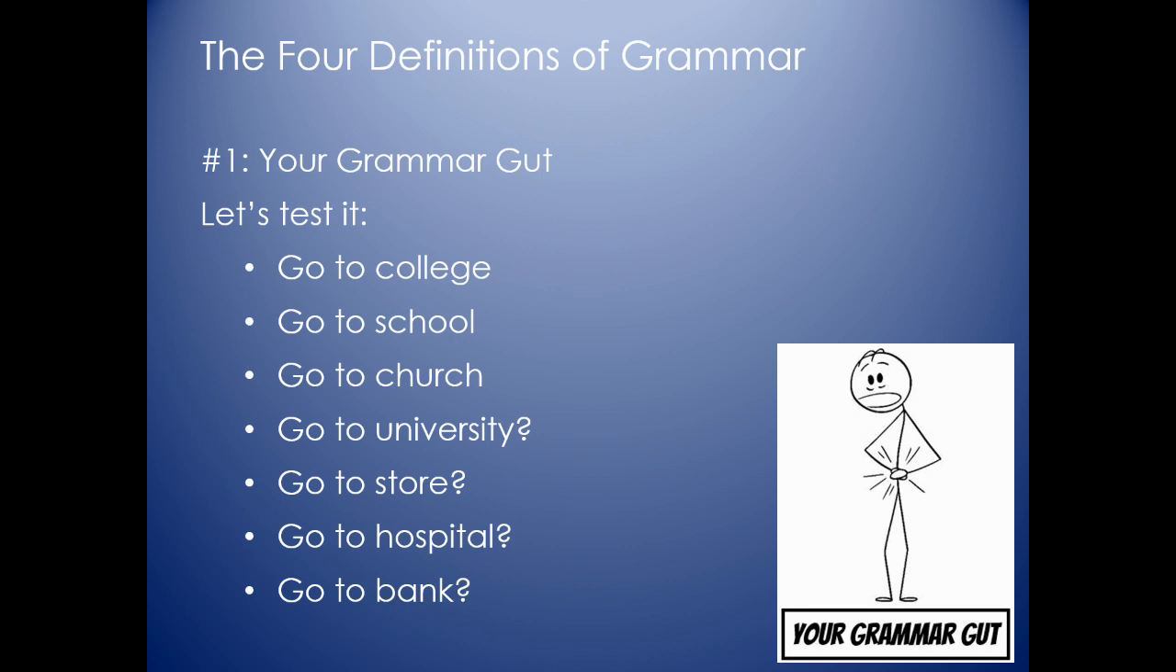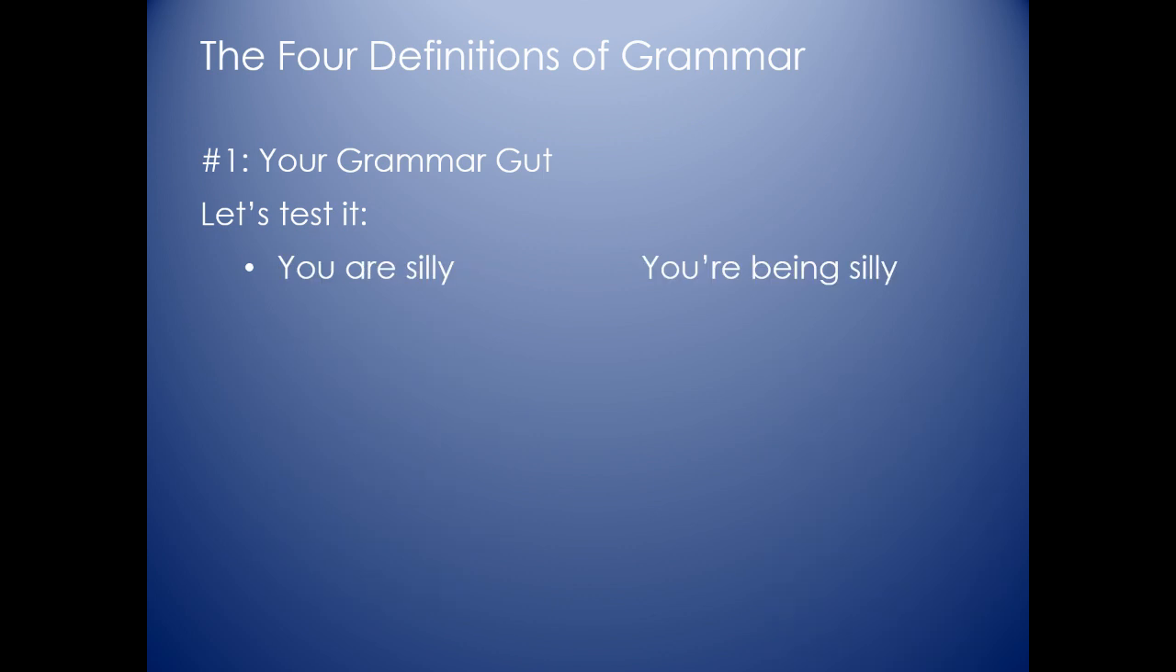And I couldn't explain why. It's instinctual for us, what's right and what's wrong. Here's another test. I could say, oh, you are silly. And I could turn it around saying, you're being silly. Same thing. How about some other adjectives? You are strange. Or I could turn around saying, you're being strange.